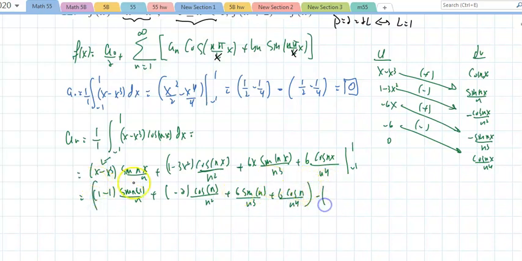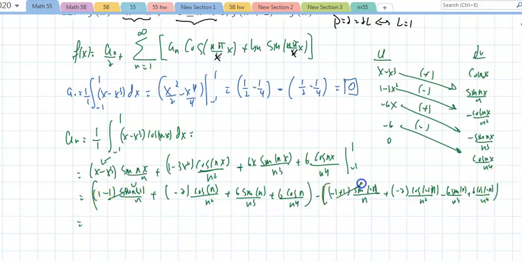When I put in a negative 1, wouldn't that be a negative 1 plus 1? The sine of negative n divided by n, plus, if I put a negative 1 in there, that's a negative 2, the cosine of negative n divided by n squared, plus minus 6, the sine of n divided by n cubed, plus 6, the cosine of negative n divided by n to the fourth. Now, this is a 0, and this is a 0, but observe.